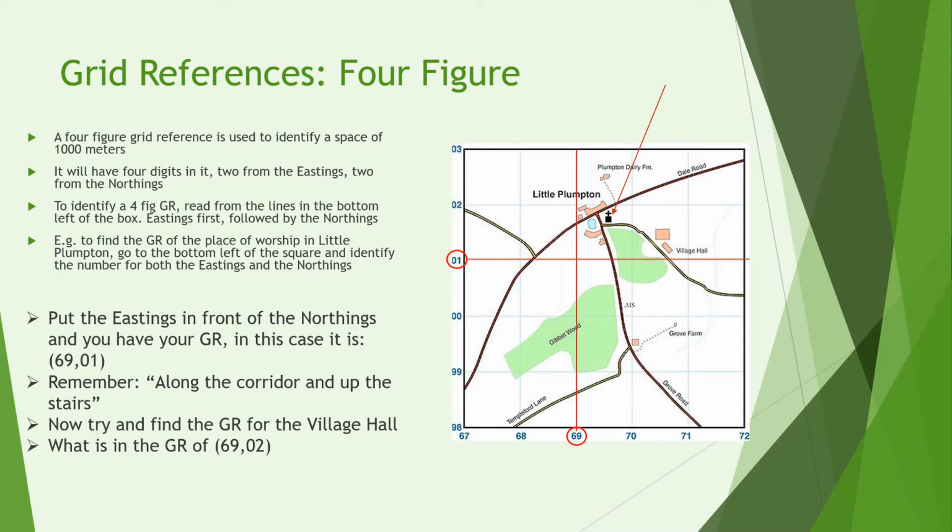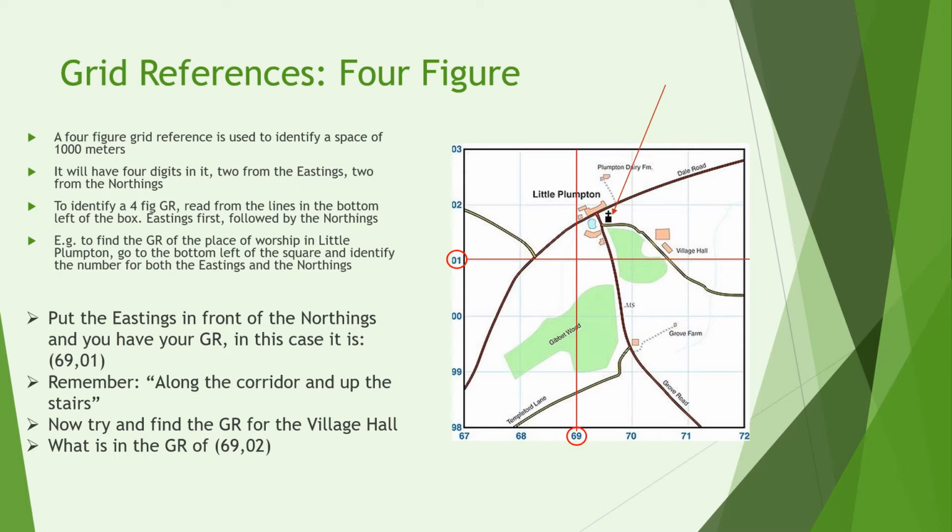Okay, that should be enough time, so let's look at the first question. The grid reference for the Village Hall: we go to the bottom left of the box, and we can see that the eastings is 70 if we follow it down, and the northings is 01. Put the eastings before the northings, and you have 7001.